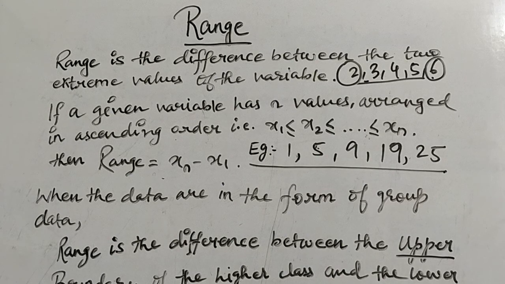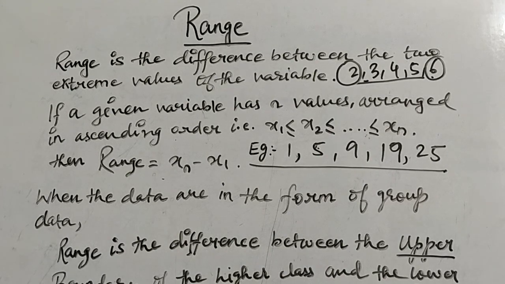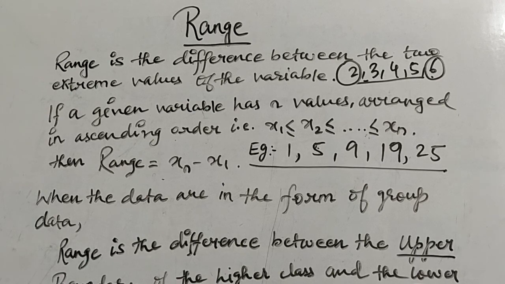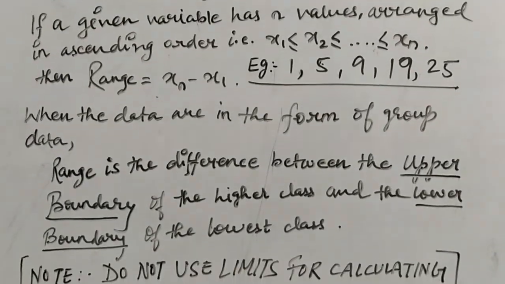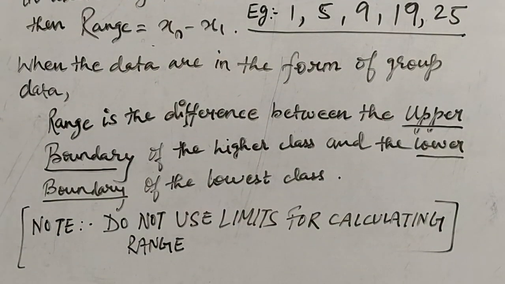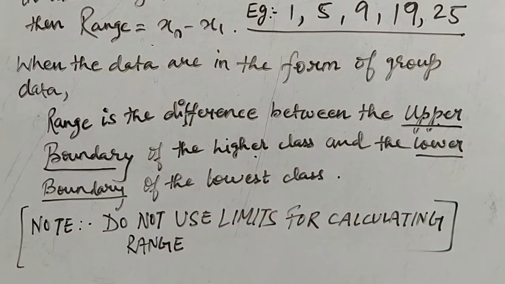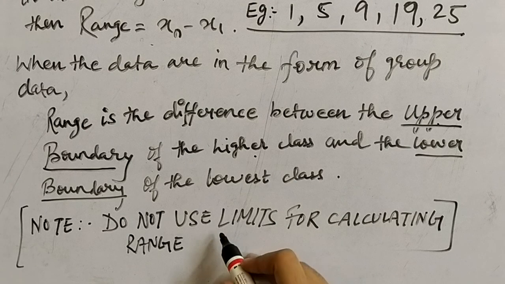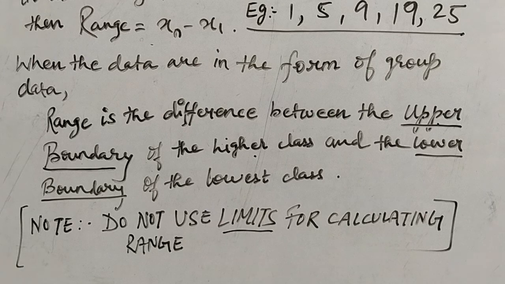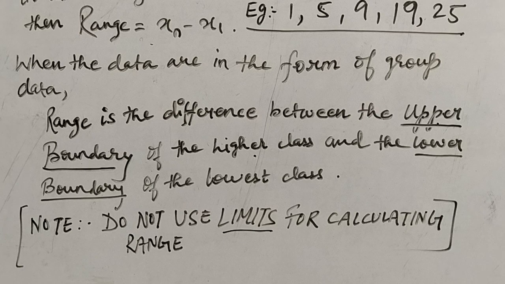Okay? But what will you do when the data set is in the grouped form? Which means that if you have been given the data where the frequencies and the class boundaries are also given. So in that case, you have to subtract the lower boundary of the lowest class from the upper boundary of the highest class. Do remember that you don't have to use the class limits, because in the class limits the widths are different. So you have to equalize the width of all the classes that have been given, and then you have to calculate the range.